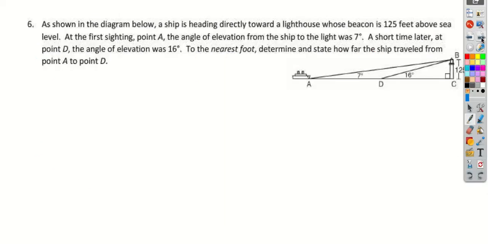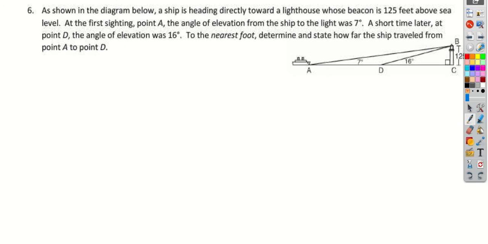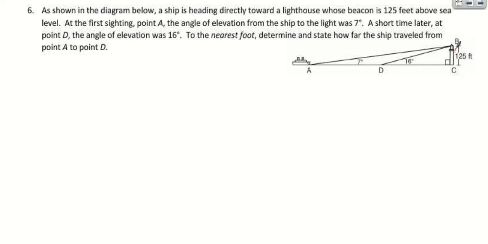All right, on to the next question. Our ship, shown below, is heading directly toward a lighthouse whose beacon is 125 feet above sea level. Okay, you can't see it, right? The height right there is 125. At first sighting, the angle of elevation, remember drawn from the water up, is 7 degrees. And then as they move up to point D, it's now 16 degrees. To the nearest foot, determine how far the ship has traveled, the distance from A to D.